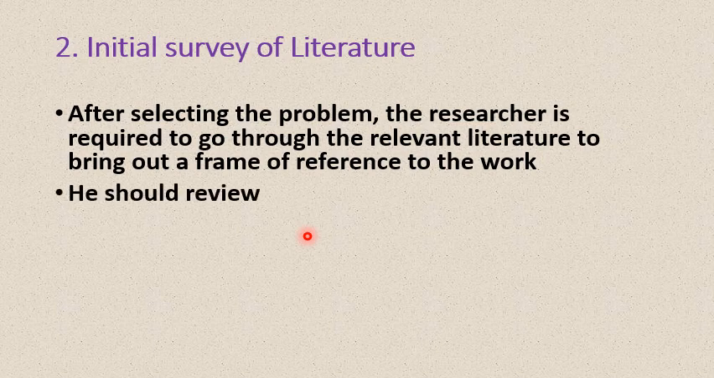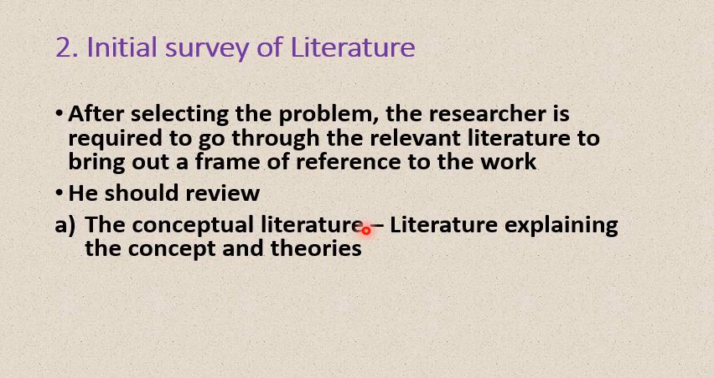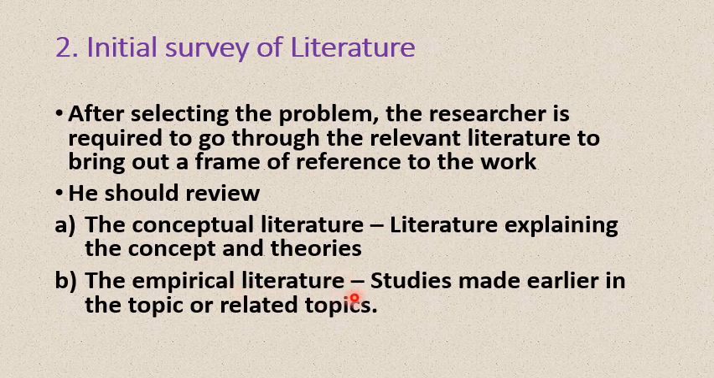Then he should review two types of literature. First one, the conceptual literature. It is the literature explaining the concepts and theories. That means we have to review the books, websites, etc. to understand the concepts involved in the topic. Then the empirical research. That means studies made earlier in the topic or related topic. That means we have to review the articles, the other studies conducted by the researchers, etc.